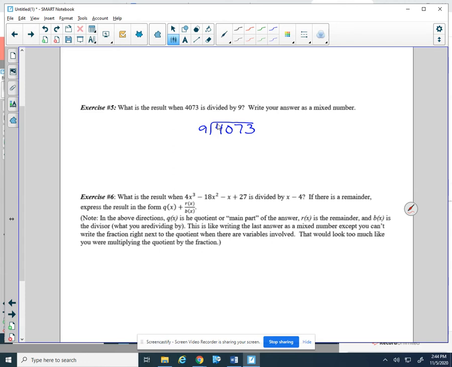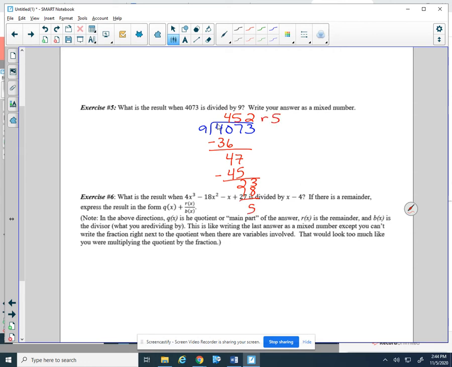So 9 goes into 40 4 times, which gives me a 36, and I subtract. So here I have 4, bring down the 7. 9 goes into 47 5 times. 9 times 5 is 45, giving me 2, and then bring down the 3 when I subtract. 9 goes into 23 twice. This is 18, and I have a remainder of 5.